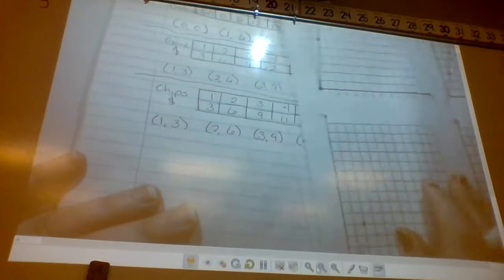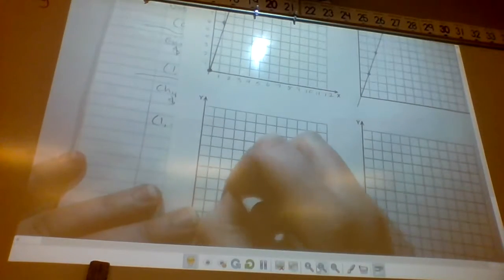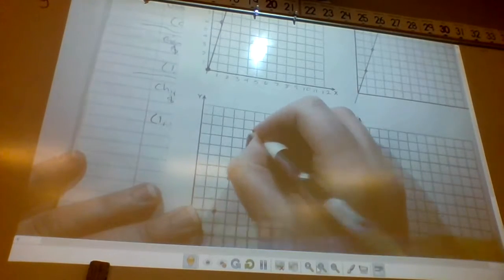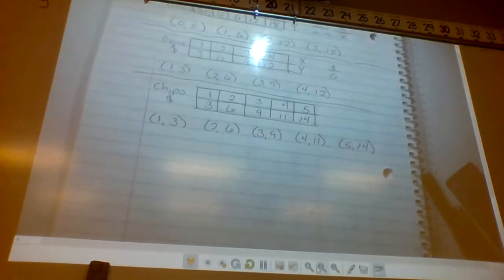Oh, is that yes? I'm trying to write them in fractions. Me too. Now, you guys got those plotted yet? No. No.